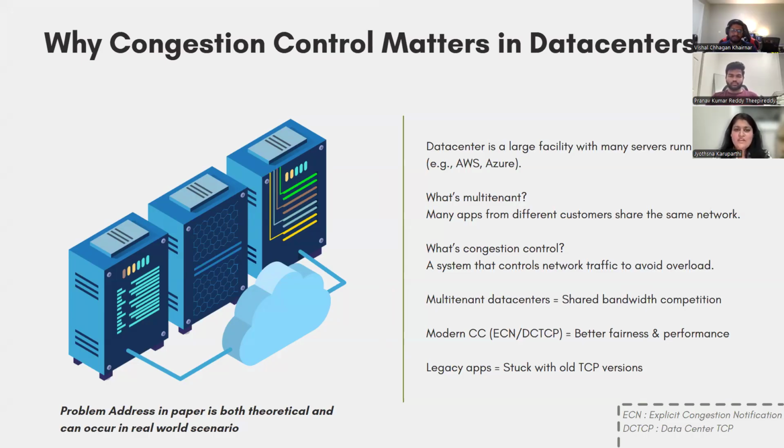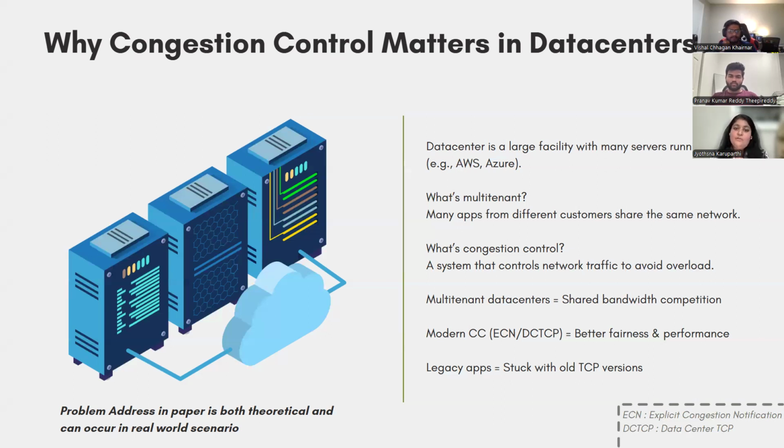Imagine it like a busy highway where every customer's app is like a different car on the road. Naturally, managing this traffic becomes super important to prevent congestion. That brings us to congestion control. This is the system in networking that makes sure data flows smoothly. If too much data tries to move at once, congestion control slows down some apps to prevent overload and keep everything fair and stable. Modern data centers use advanced congestion control methods like ECN and DCTCP. These protocols help maintain low latency and fair bandwidth sharing.